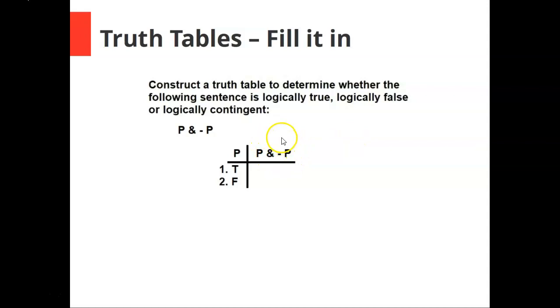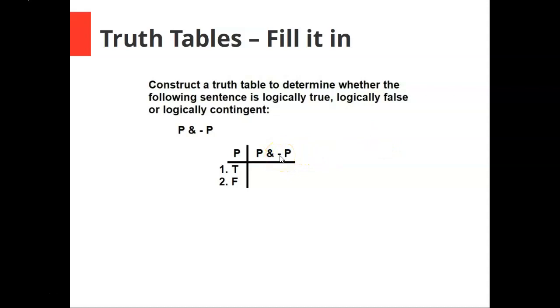What is the main operator? The main operator is the conjunction. It's a conjunction of P and not P. So the conjuncts are P and negation P. So we're going to fill in the conjunction last because that's the main operator. What we have to fill in first is negation P.